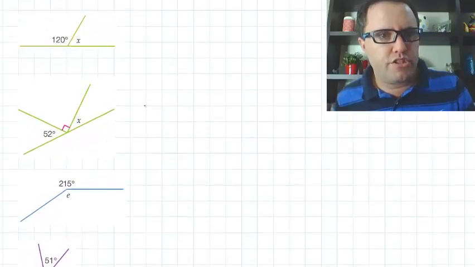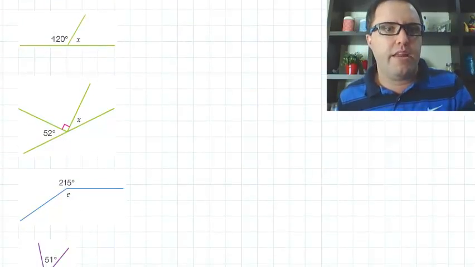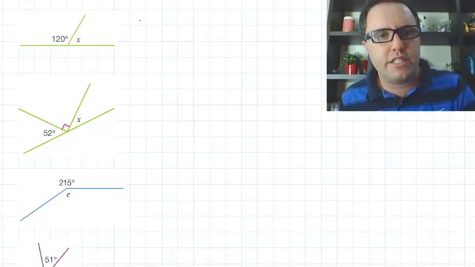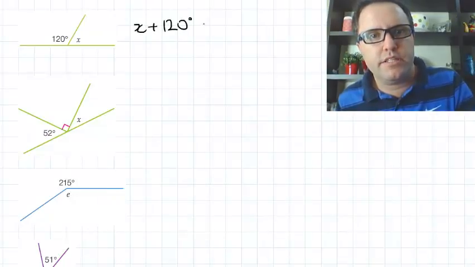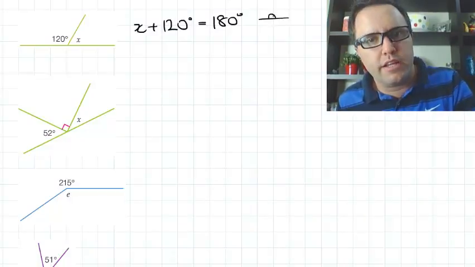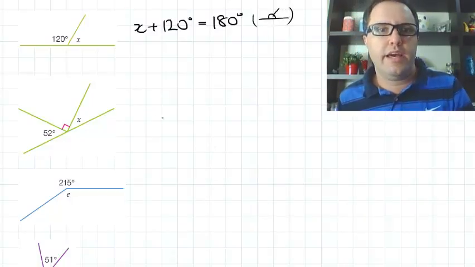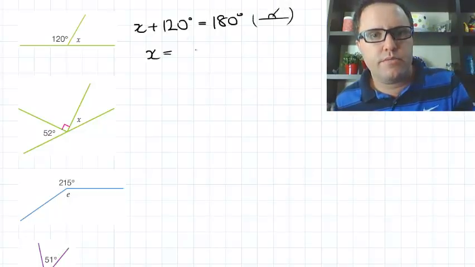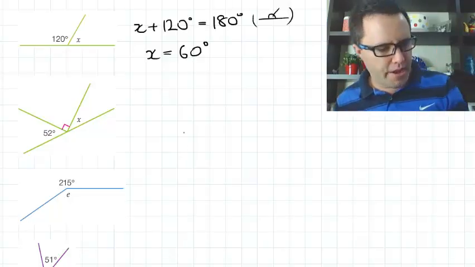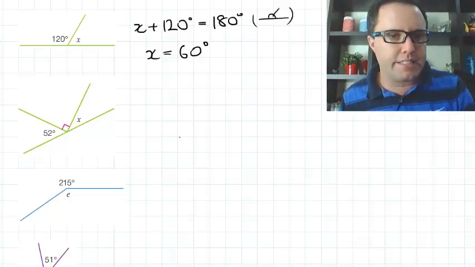Right, let's move on to the next one. Now we've got a straight line across the bottom and an x and a 120 degrees together. So we say x plus 120 degrees is equal to 180 degrees because they're on a straight line. We subtract 120 from both sides and we get x is equal to 60 degrees again. Yay!